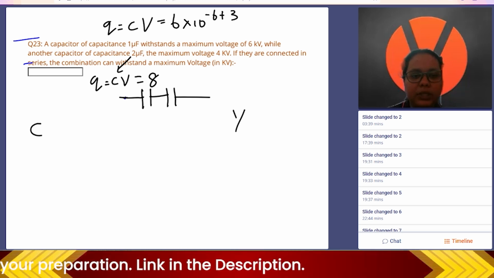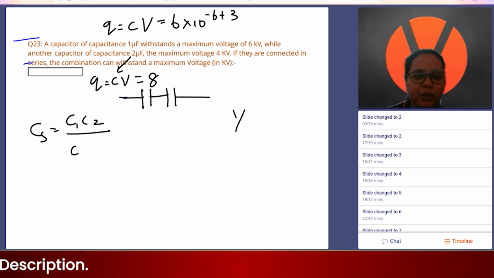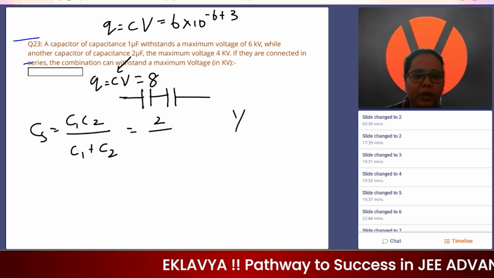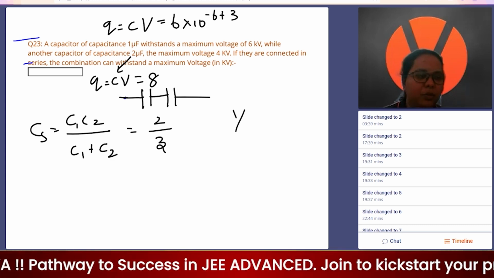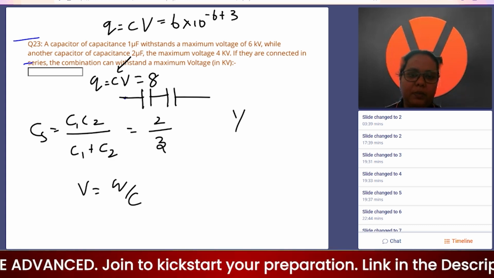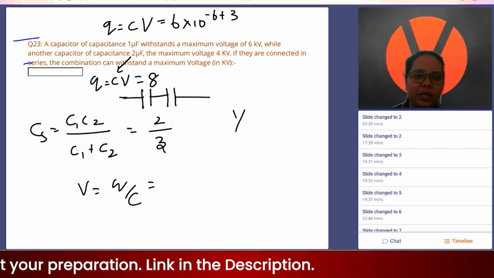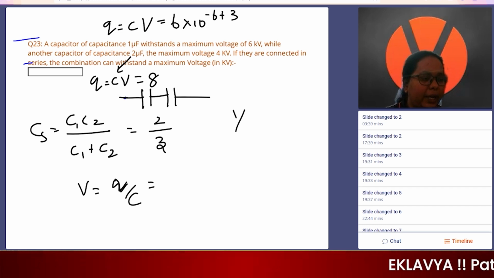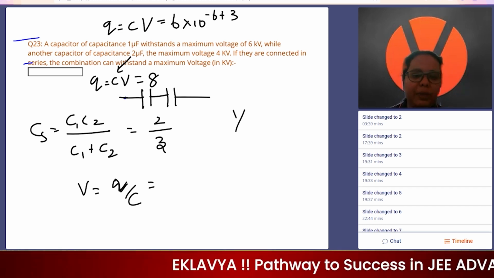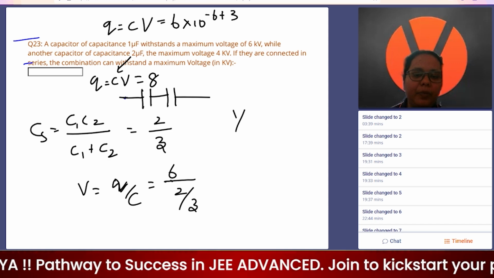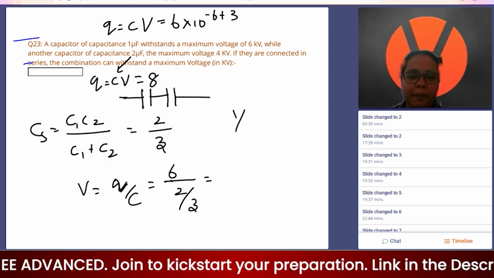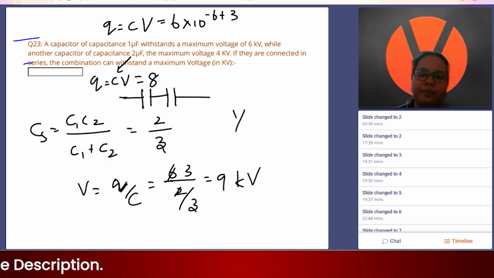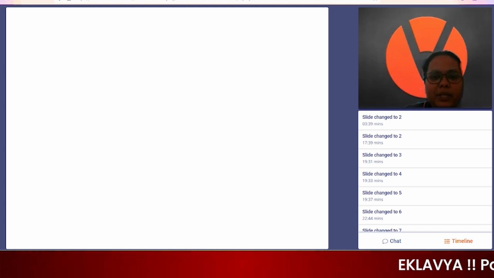1 by CS is equal to C1 C2 divided by C1 plus C2. So 2 divided by 3. Now V is equal to Q by C. So what is the maximum voltage they can withstand? This is the question. Now, what is the maximum charge? It is 8 and minimum is 6. The minimum value I am considering is 6 divided by 2 by 3. So what is the value I will get? If I cancel these things, 9 kilovolt. Okay, so maximum withstand is 9 kilovolt.